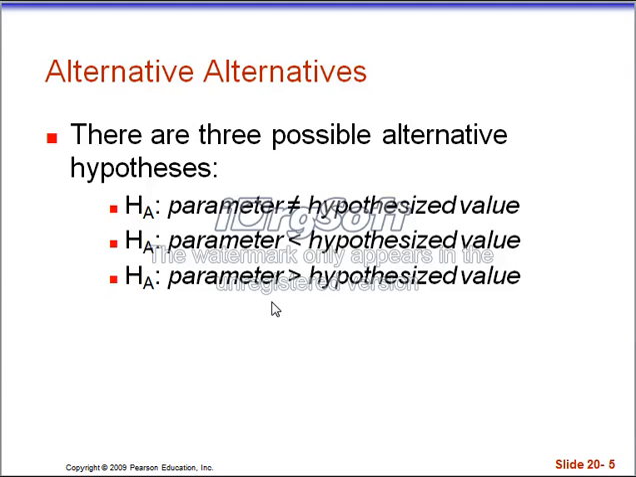But then we need to have alternatives. We can choose the alternative, and this will set up the test and set up the p-value. We can have the left-sided alternative that it's less than. We can have the right-sided alternative that it's greater than. Or we can have the does not equal alternative, which would be a two-sided test.